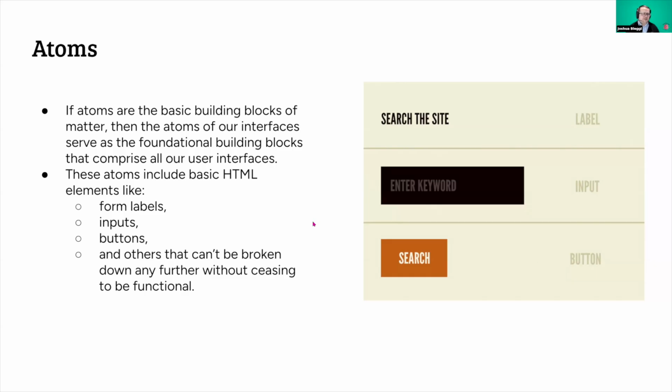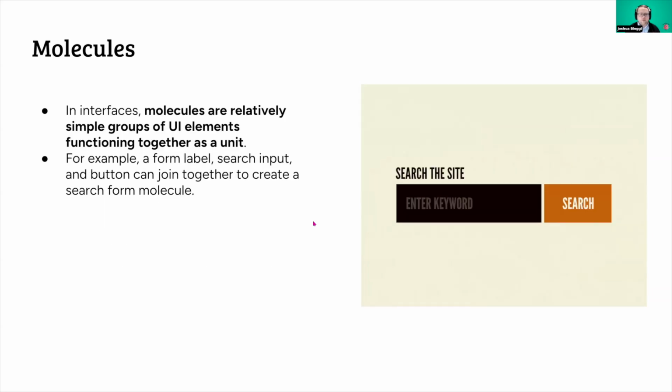So these are the basic units of all of what you're creating. Now, where does this go into then? What's a molecule? A molecule is your next largest thing. Molecules are relatively simple groups of UI elements functioning together as a unit.